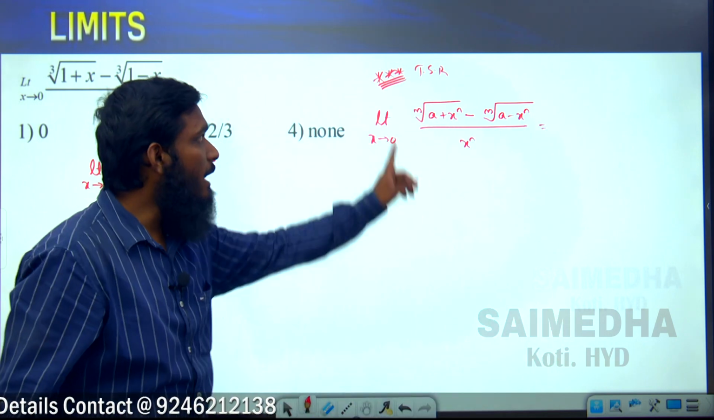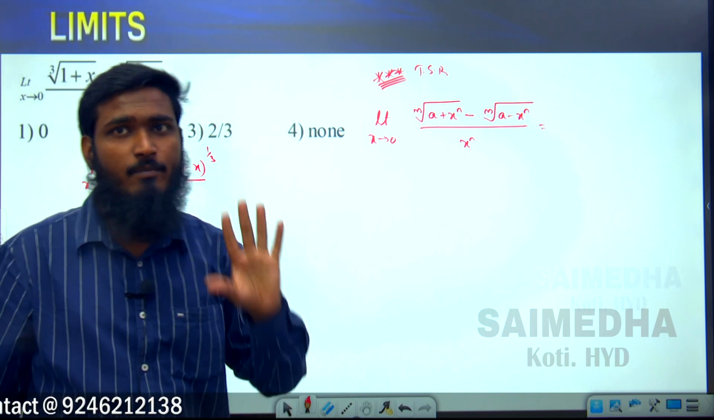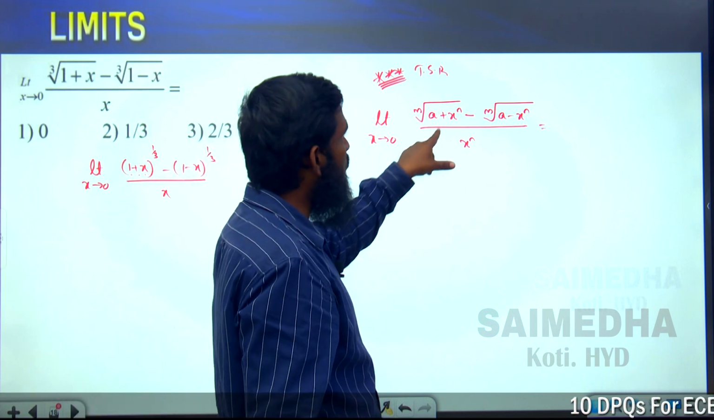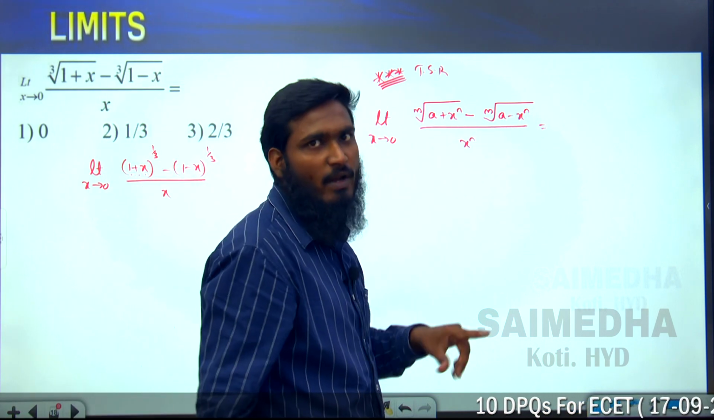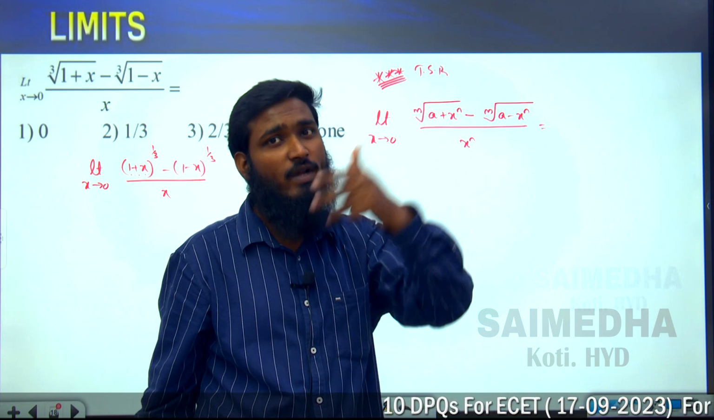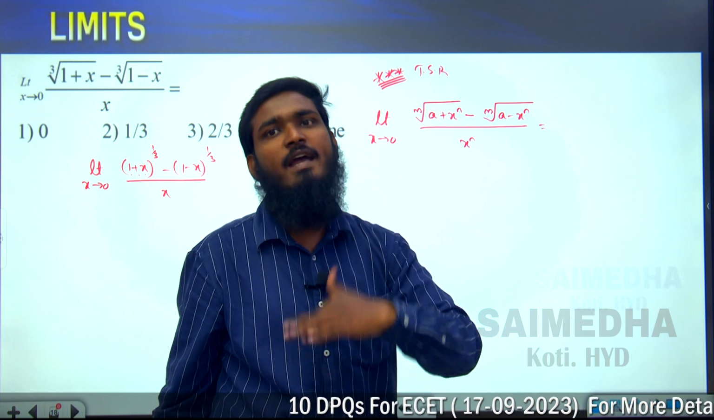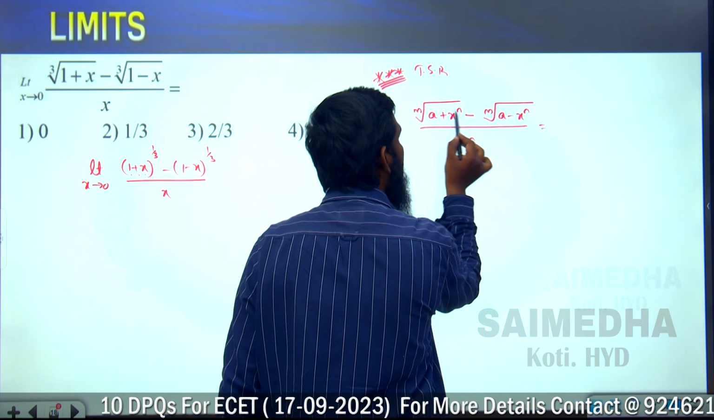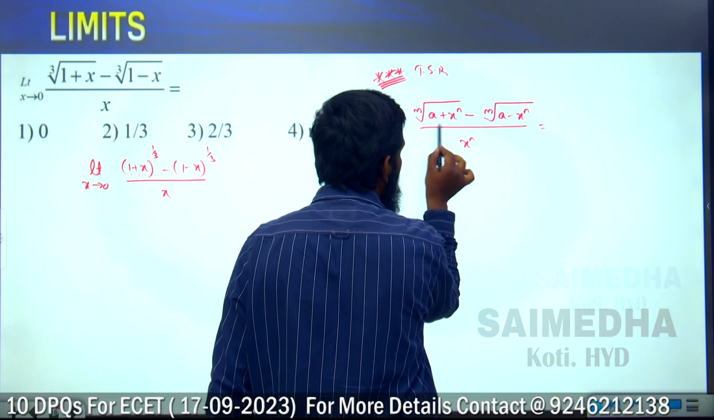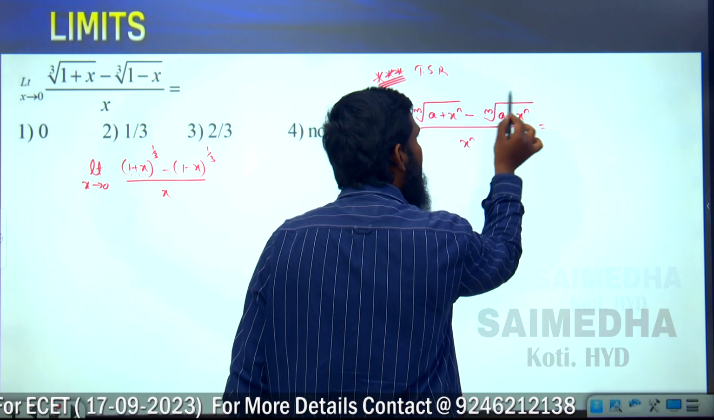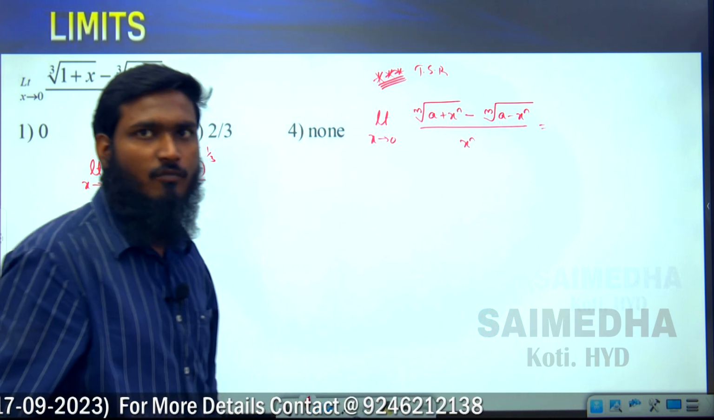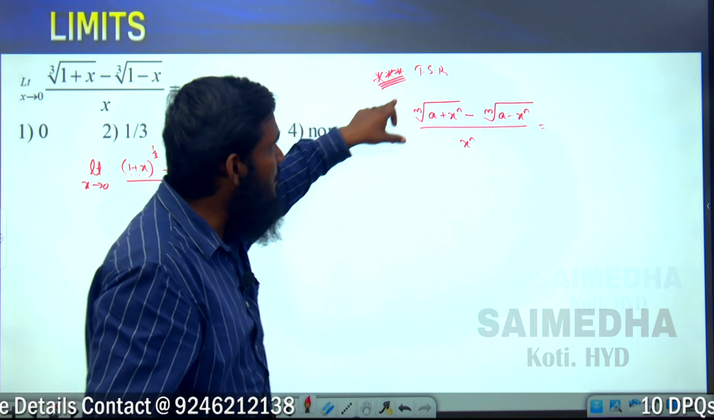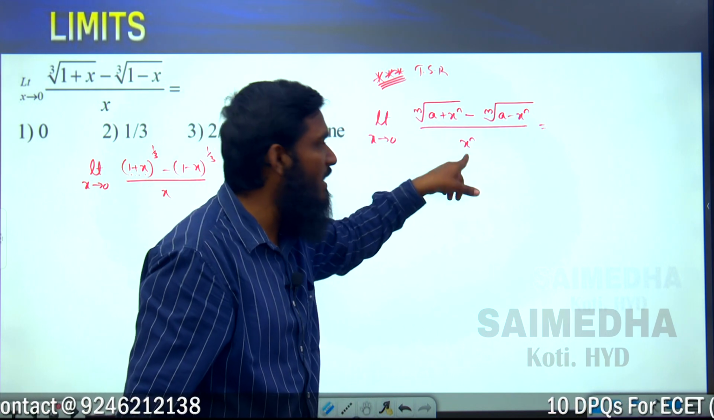Now listen carefully. The mth root means the roots we are having should be the same. The power of x should also be the same: x square, x square, or x power 5, x power 5, or x power 9, x power 9. Like that it should be the same. The positive part has a positive sign and the negative part has a negative sign. The mth root should be the same, and x power n should be the same.